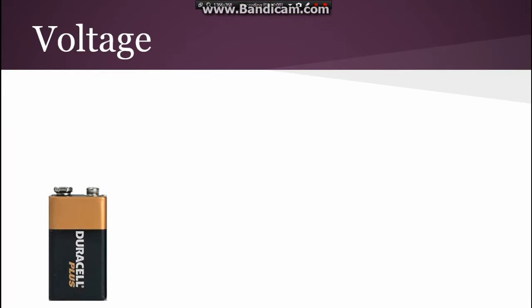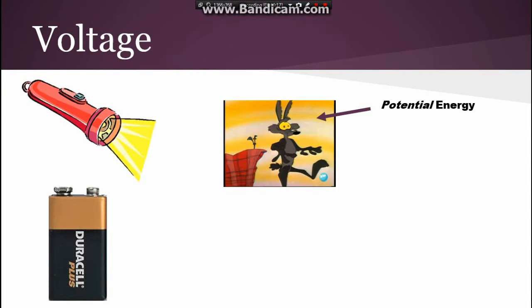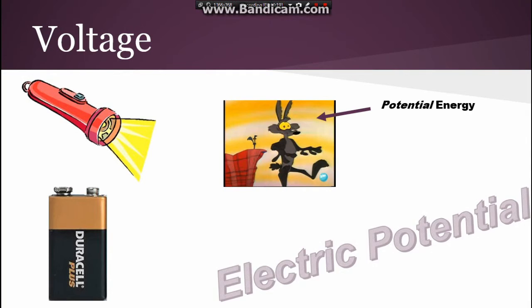Ouch. So to translate that analogy to electricity, we can think of a battery as containing a bunch of electrons on a cliff. The electrons have potential energy to do work. Then, when you plug a battery into a flashlight, the electrons fall down the cliff and their potential energy is converted into work. This potential energy is referred to as electric potential.